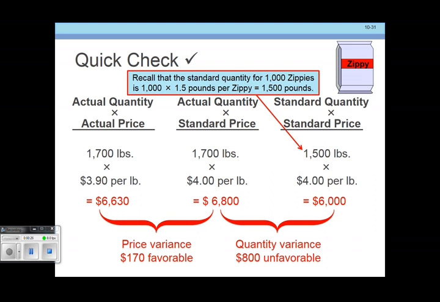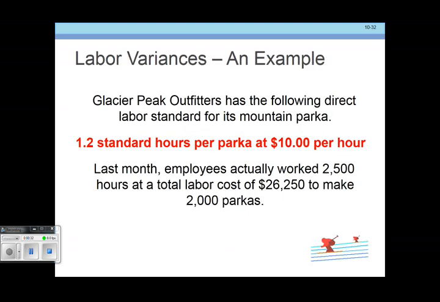Just kind of reviewing, recall that we had 1,000 zippies and each one used 1.5 pounds. That's how we calculated that 1,500. So let's look at a labor variance now. And once you get one of these variances, folks, they all kind of fall out the same way. So now we're going to look at a labor variance.